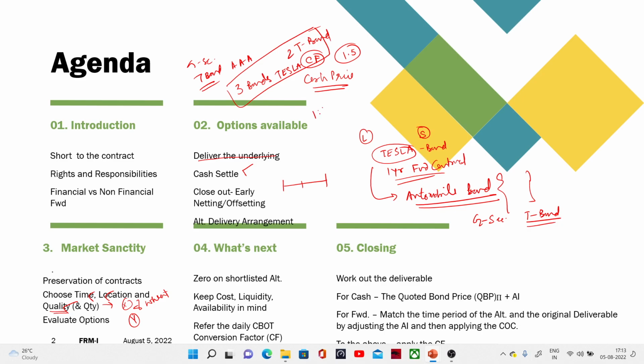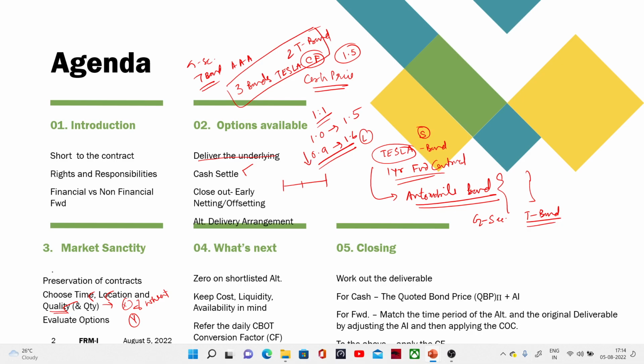If it is 1 is to 1, that would mean that for every deliverable Tesla bond, only one T bond is to be delivered, which will seldom be the case, right? Mostly the conversion factor varies between 1 to 1.5. At times, it has also been seen to be varying from 0.9 to 1.6 as well. But obviously, on any given day, the liquidity of the GSEC could also be somewhat less. So that may actually enhance the spread, and thereby the conversion factor may come down.